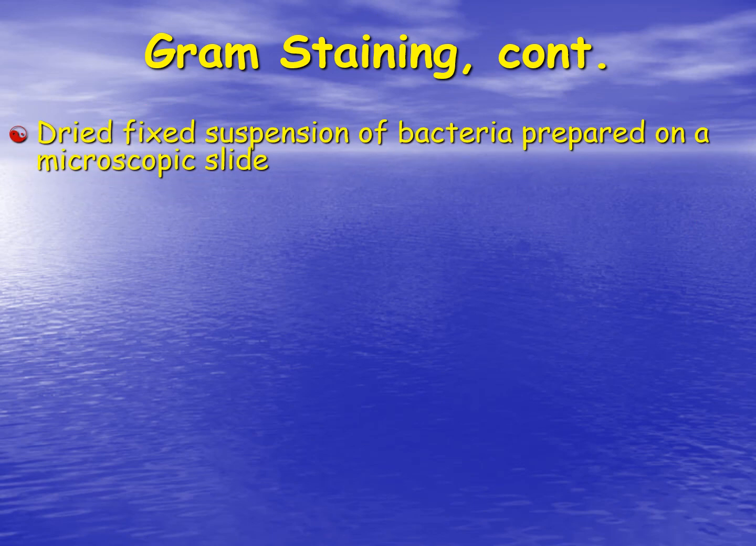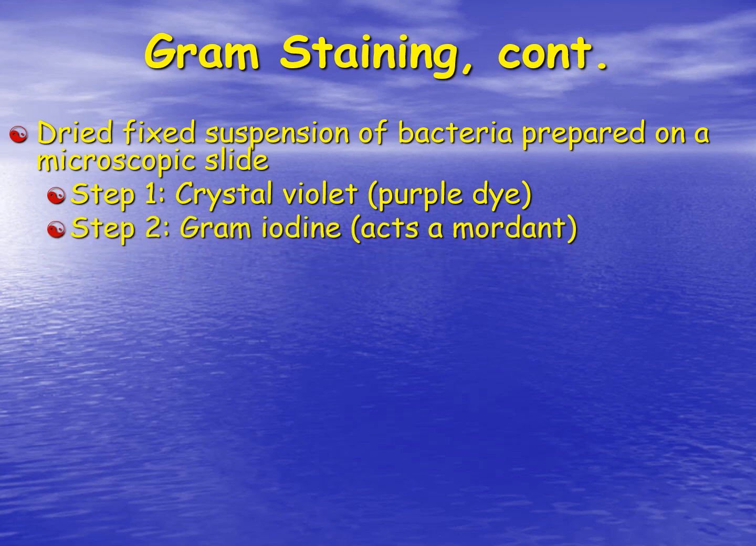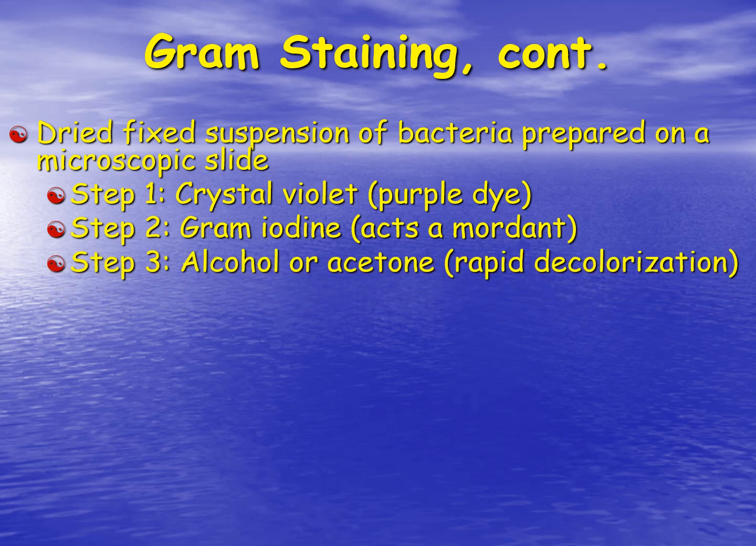So we dry a fixed suspension of bacteria and put it on a microscope slide and fix it by heating it. Crystal violet, our primary basic stain, will be added, and it will sit for a certain amount of time and then be washed off using deionized water. We then will add the Gram's iodine that acts as the mordant. Again, everybody will be staining purple after this step. This third step, however, the decolorizing step, is the important one.